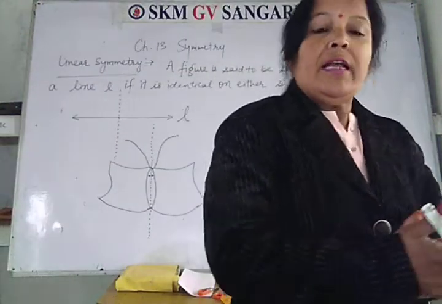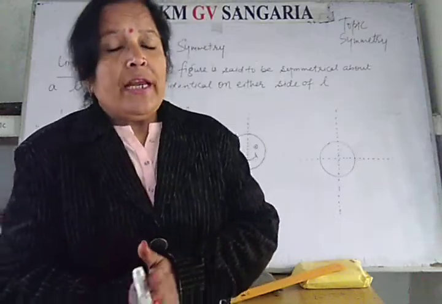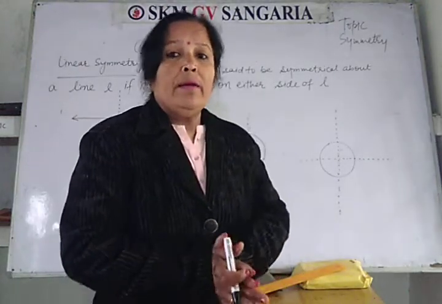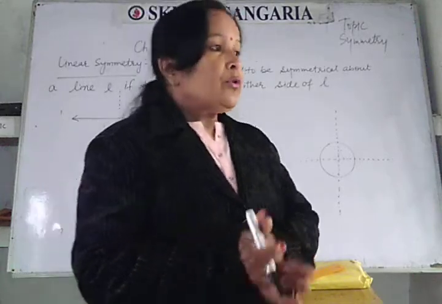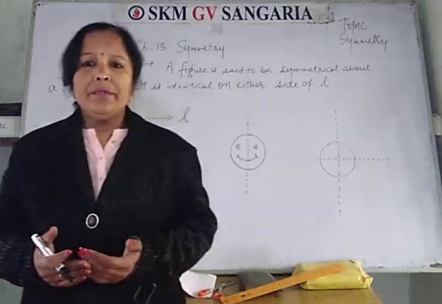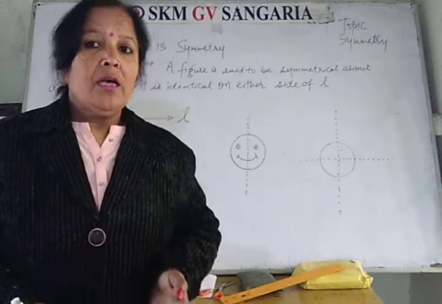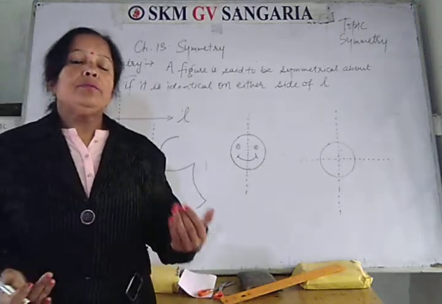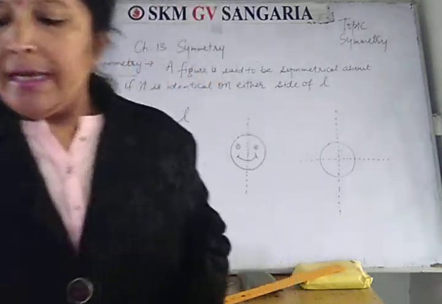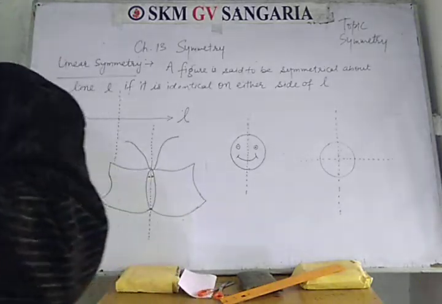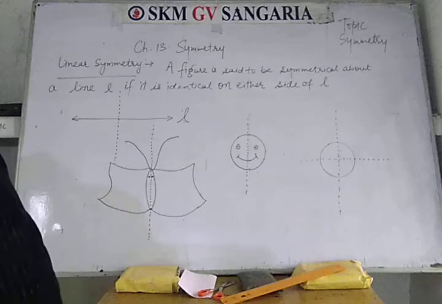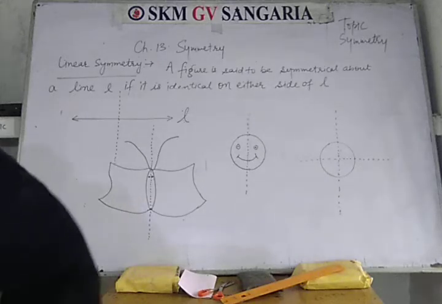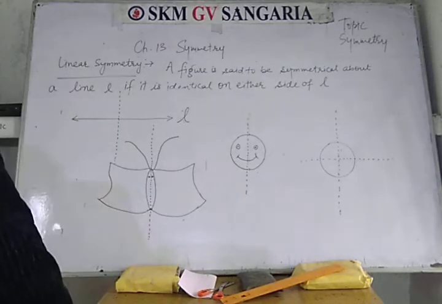And there are also some geometrical shapes where you will be asked to draw the lines of symmetry. Students, you can also find many examples from your surroundings. The examples of symmetrical objects, exercise 13.1. Symmetrical objects from your home or your school.